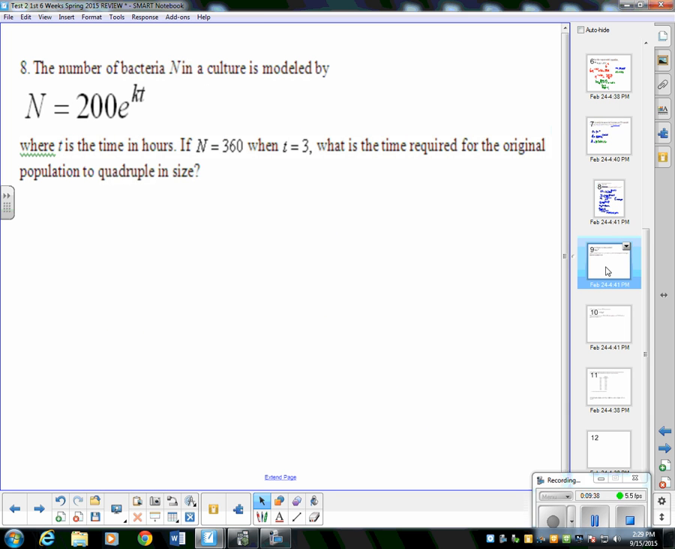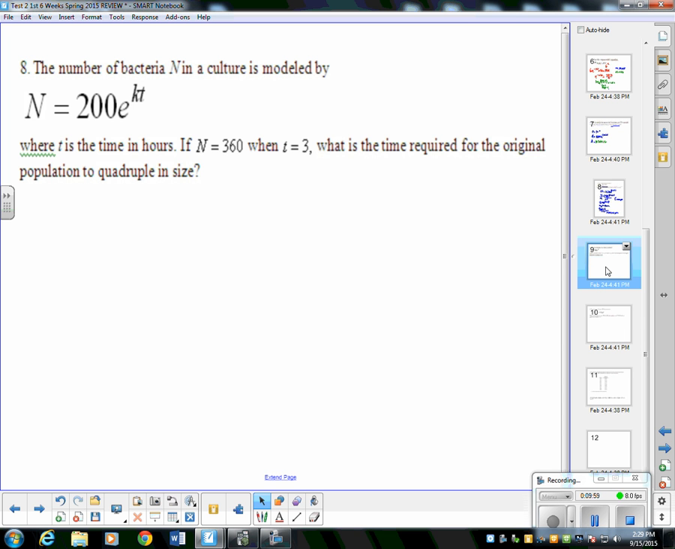All right, the next problem here. The number of bacteria in a culture is modeled by that expression, N is equal to 200 e to the kt. This looks a lot like a problem we did earlier today. T is the time in hours. If N is 360 and T is 3, what is the time required for the original population to quadruple in size?